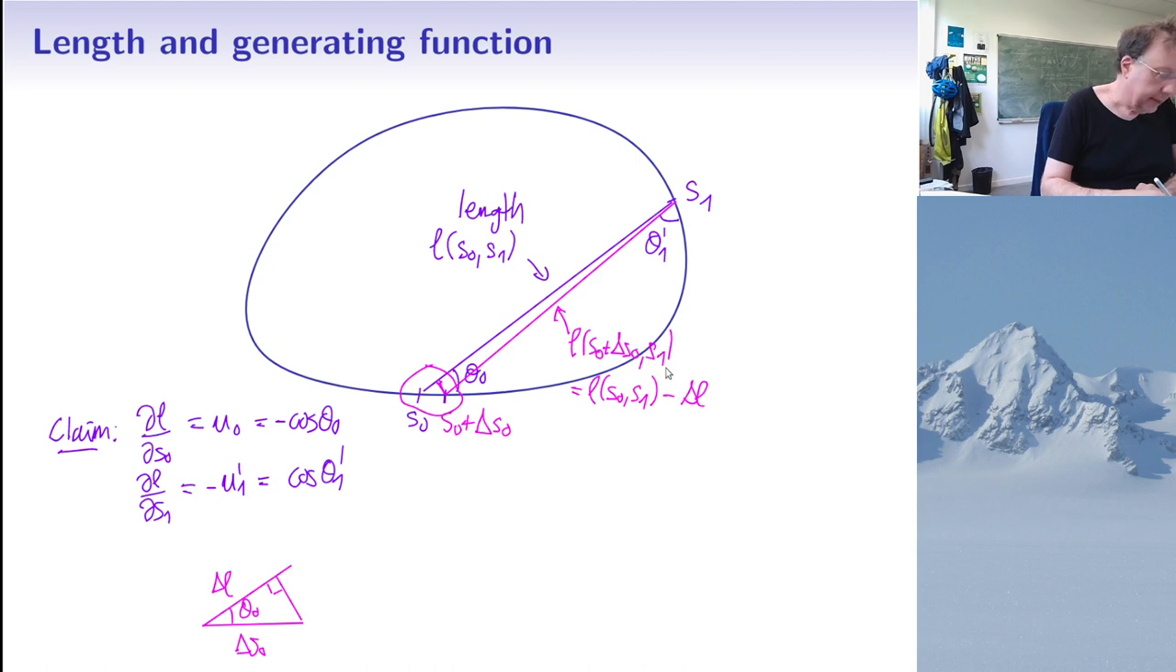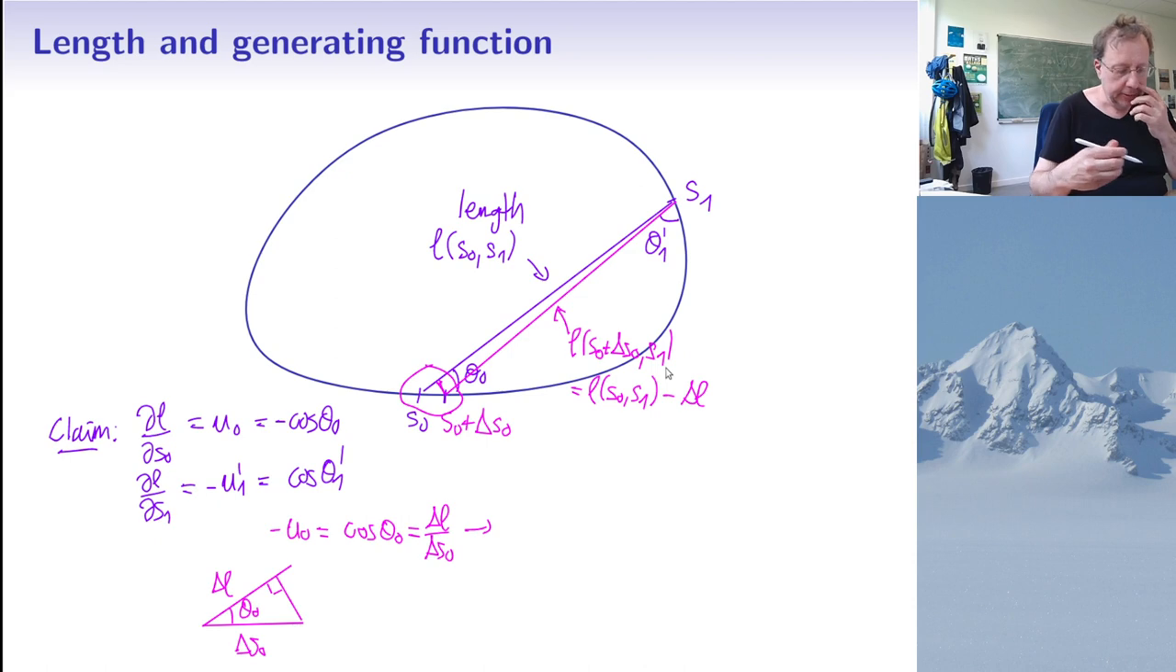And what I can write is that the cosine of theta naught will be equal to delta L over delta S naught. But this is equal to minus U naught. This delta L over delta S naught will converge, as delta S naught goes to zero, to the derivative of L with respect to S naught, but I have a minus sign here because the length is a little bit shorter in my case. Something similar happens in the other situation. If I move S1 a little bit, you will get this other relation here.